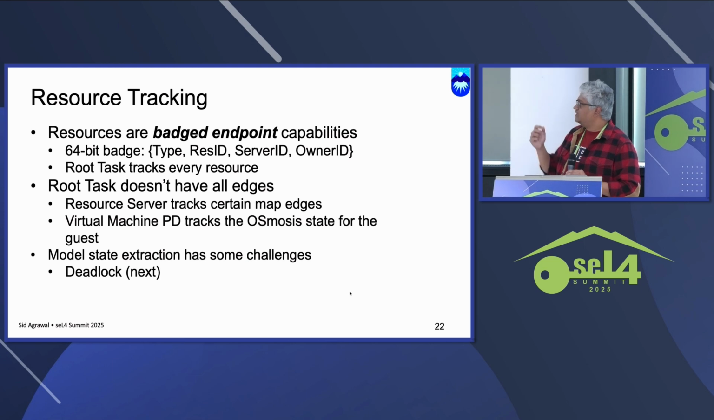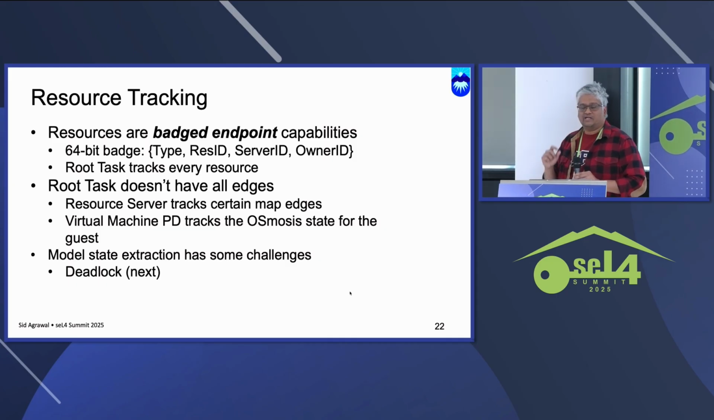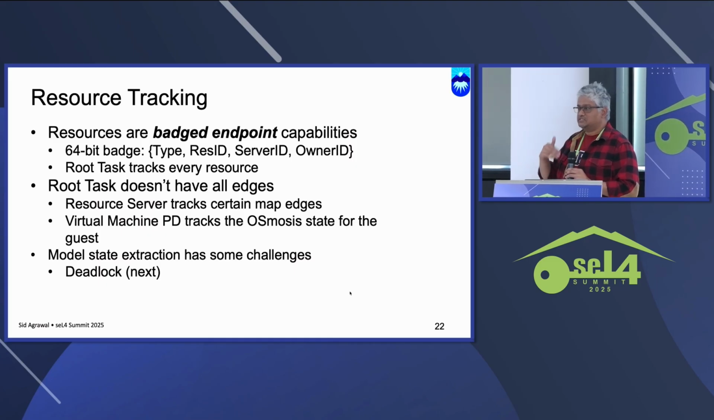Resource tracking: every resource is explicitly tracked, and we use badged endpoints to track every resource. And we split the 64-bit badge into a type of resource, a resource ID, server ID, and owner ID. The root task tracks every resource, but it does not know every relationship. So it does not know all the edges between every resource. So that's why it needs to talk to some of the resource servers to get that information, which leads to an interesting deadlock. So I'll talk about that next.